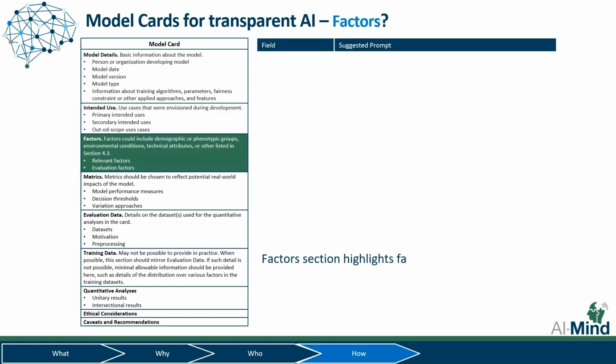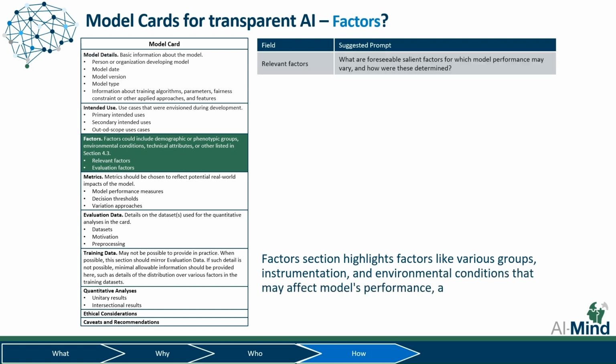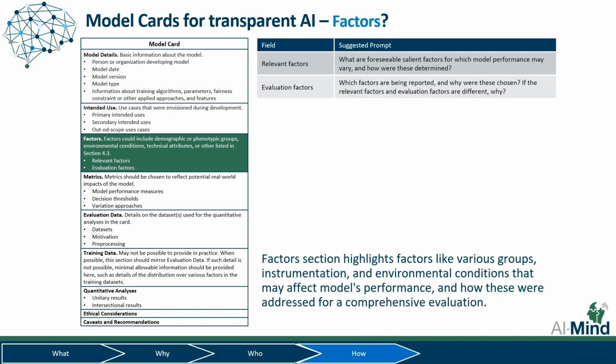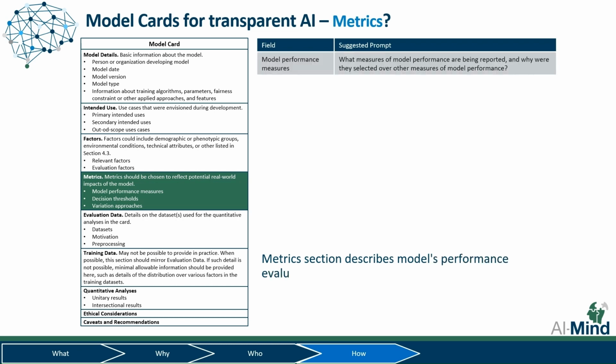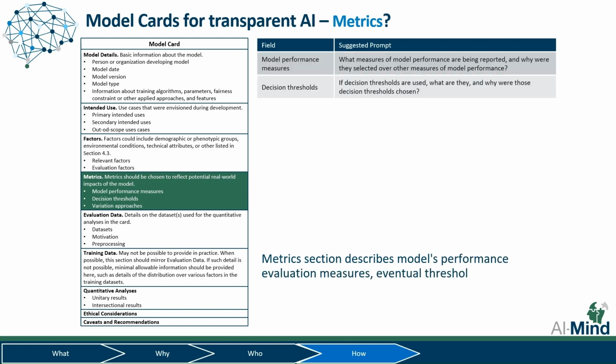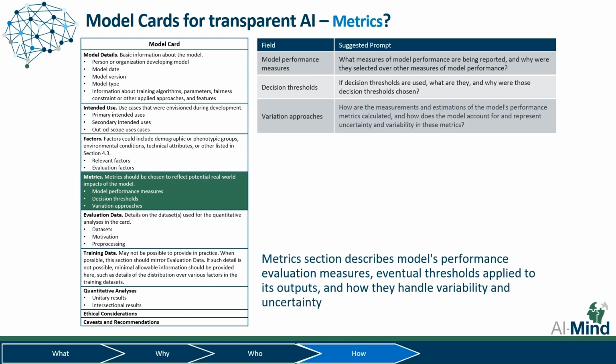Factor section highlights factors like various groups, instrumentation, and environmental conditions that may affect model's performance, and how these were addressed for a comprehensive evaluation. Metric section describes model's performance evaluation measures, eventual thresholds applied to its outputs, and how they handle variability and uncertainty along with rationale for their selection.